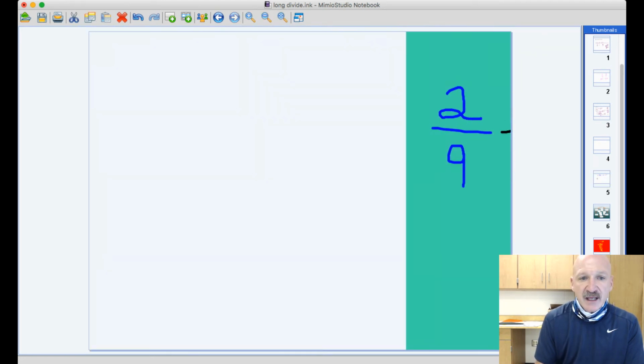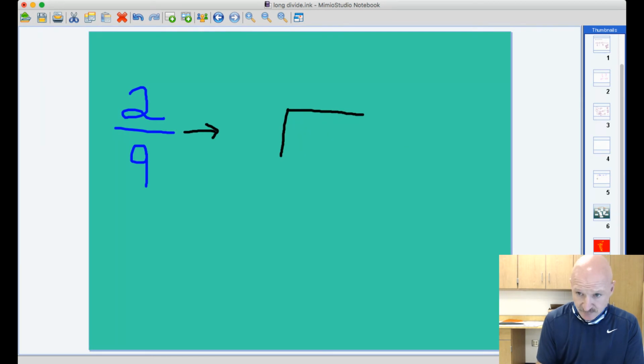Now the second scenario we're going to look at. Again, we can represent division in different ways. This one's written as a fraction. But again, your first number is going to be the 2. So we're going to put the 2 on the inside, just like we said. 9 is our divisor on the outside. How many 9s can we go into 2? Well, that's just not going to happen.